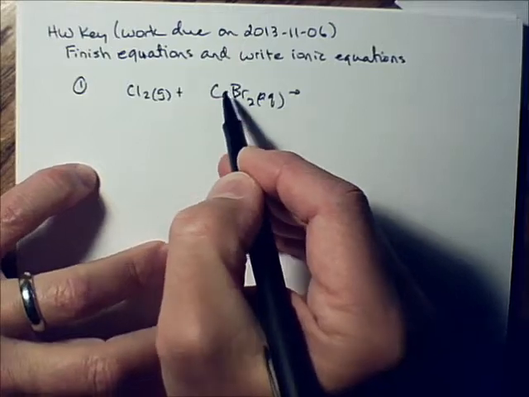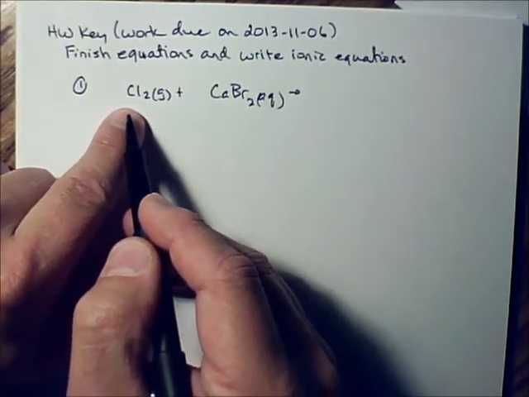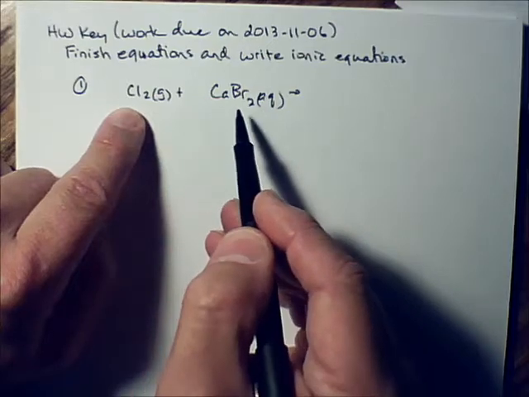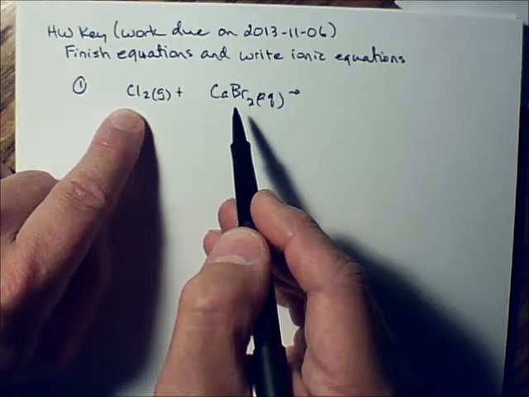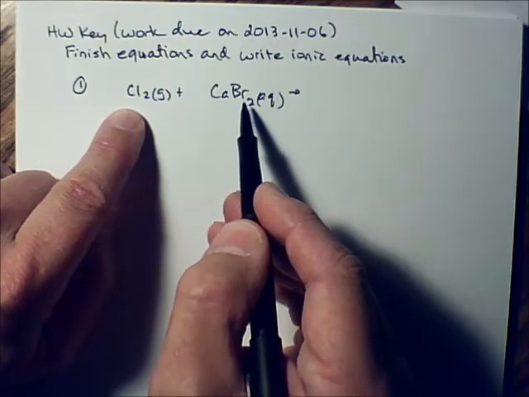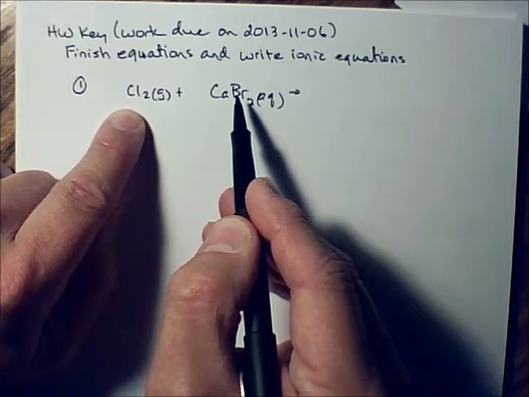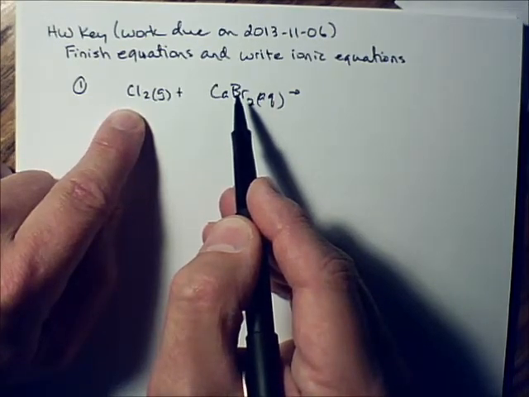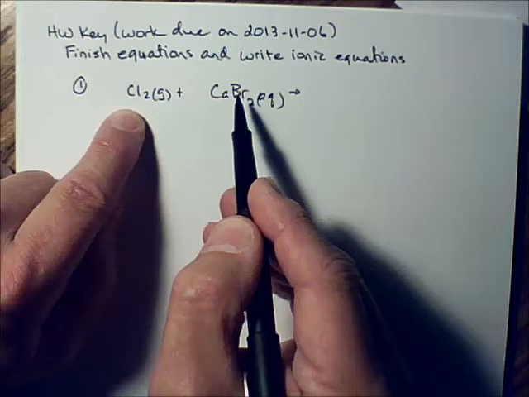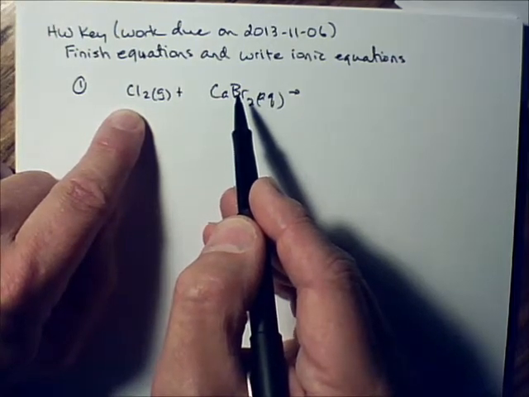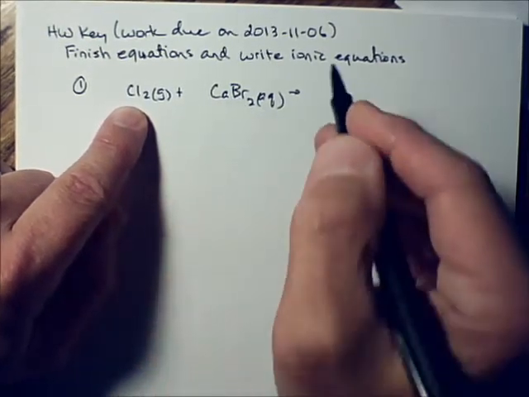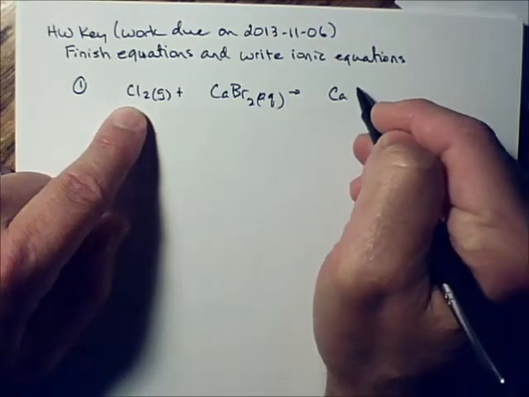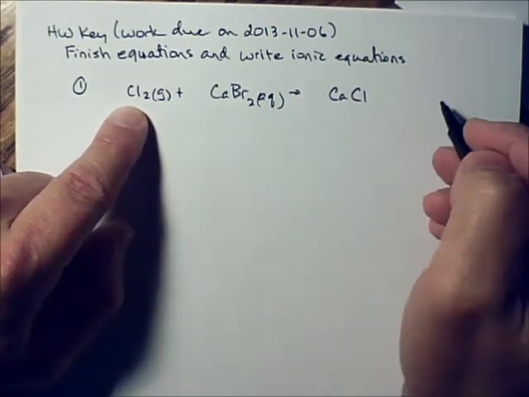So I'm looking at this and I see I have an element that's by itself. And I have an element that's like it in the compound. The part that's like it is a halogen. This is a halogen, this is a halogen. Halogens replace halogens in single replacement reactions. Metals replace metals in single replacement reactions. You don't replace metals with halogens, or vice versa. So this chlorine can only replace another halogen. So we put calcium then with chlorine over here, and the bromine ends up by itself.